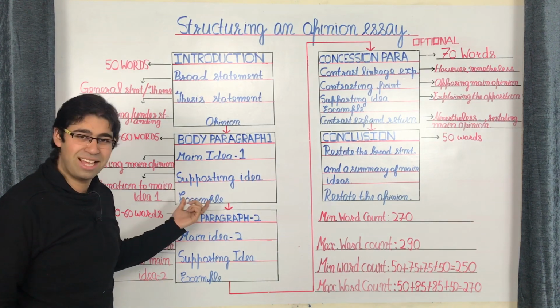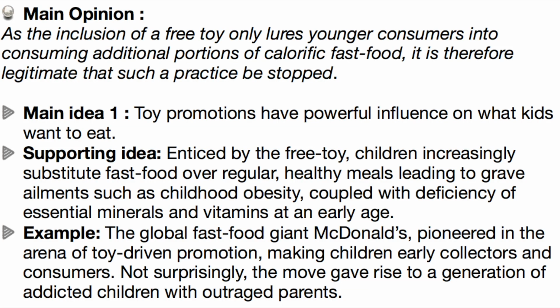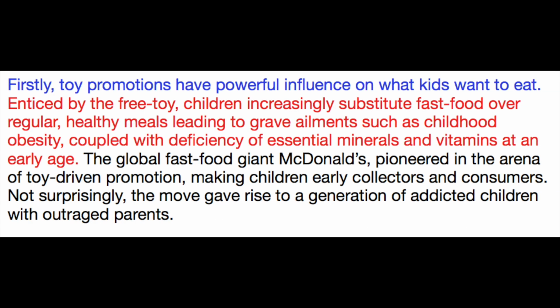And this brings us to the example. Let's have a look once again. So the example reads: the global fast food giant McDonald's pioneered in the arena of toy-driven promotion, making children early collectors and consumers. Not surprisingly, the move gave rise to a generation of addicted children with outraged parents. So putting it all together, your body paragraph 1 should end up looking something like this. For convenience, you have main idea 1 color-coded blue, followed by the supporting idea in red and the pertinent example in black.